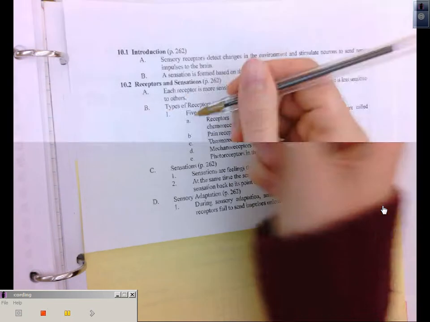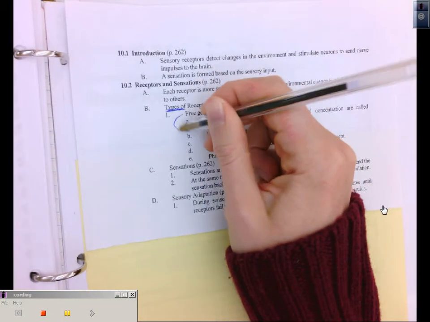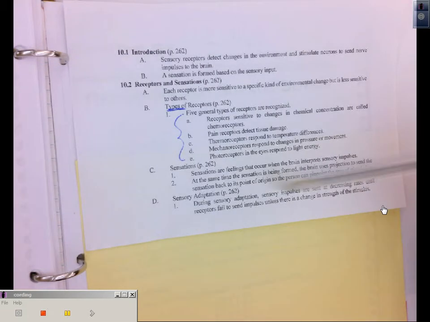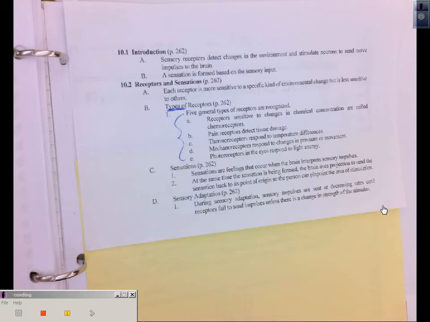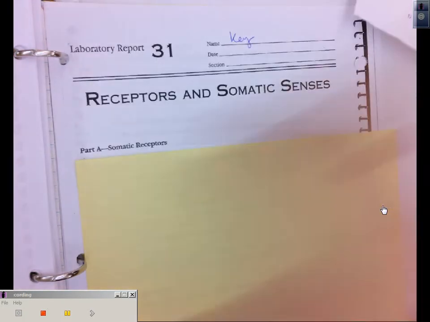Now, the biggest piece that you want to be looking at right here are the types of receptors. These are all the different types of receptors that we find within the skin. These will help you with answering at least the first half of the questions in part A. Once you answer these and you're like, oh, I don't have any more, I can't find the last 4 answers, then you'll want to flip back to the front of our notebook.